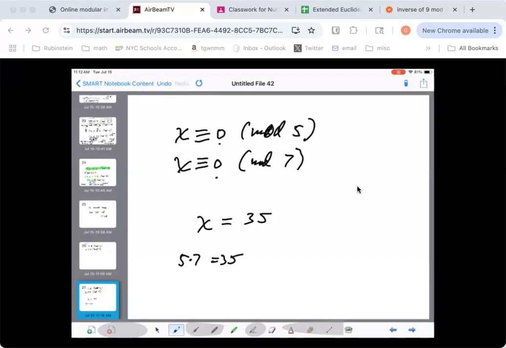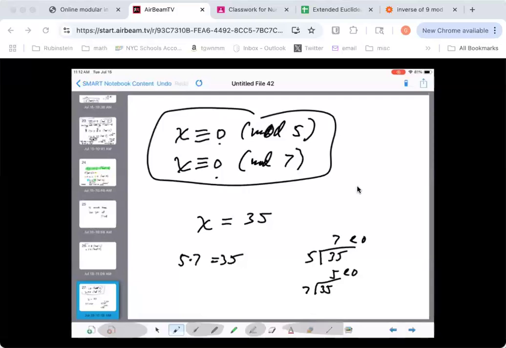And because 35 is a multiple of both 5 and 7, if I divide 35 by 5, I get 7 remainder 0. And if I divide by 7, I get 5 remainder 0. So let's hope that comes up. That's the easiest of the cases if it just says equals 0. So case type 1: they both have 0. But it can get harder.